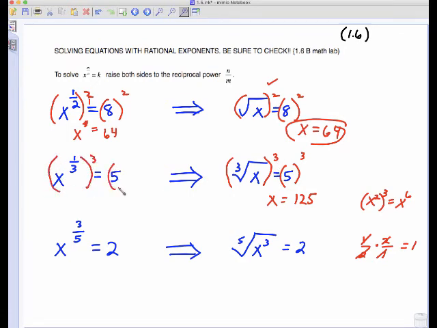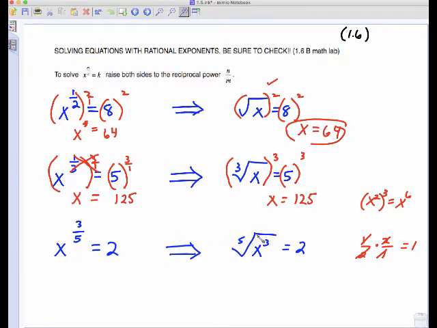But the other reason we are doing it that way is because the rule tells me raise both sides to the reciprocal power. The reciprocal of 1/3 is 3/1, which you don't have to write. You could just leave it as 3. But what happens with these powers is the 3's cancel, the 1's cancel, I get x, and then I just have to evaluate 5 to the 3rd power, which is 125.